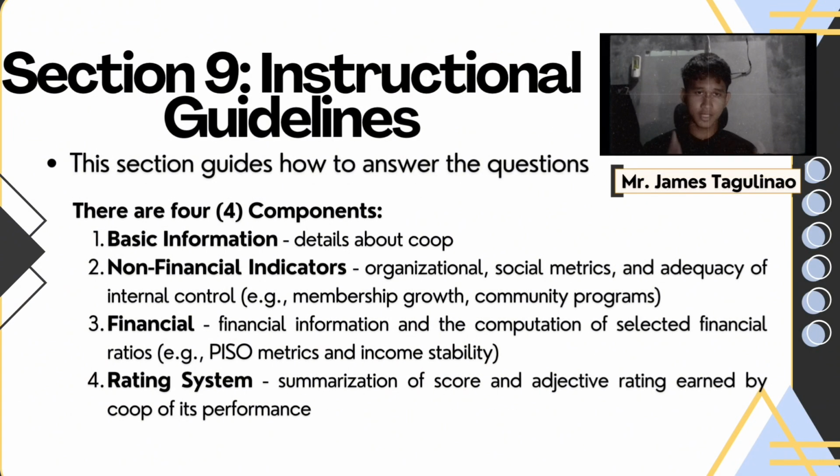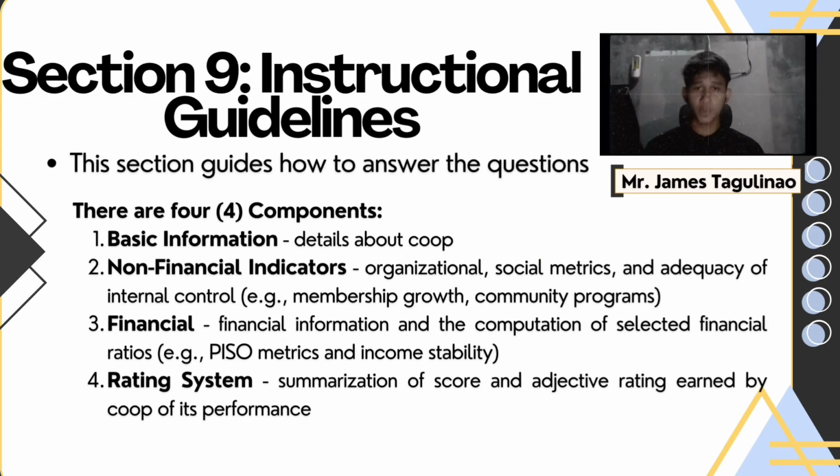Now, on to section 9. This section explains how the performance report questionnaire should be answered. It also provides instructional guidelines to make sure that responses are accurate and consistent. According to this section, the questionnaire is divided into four major components, each focusing on a different area of cooperative performance.